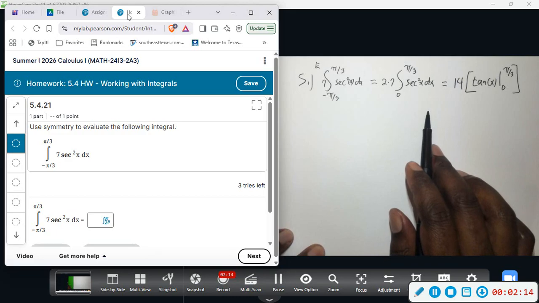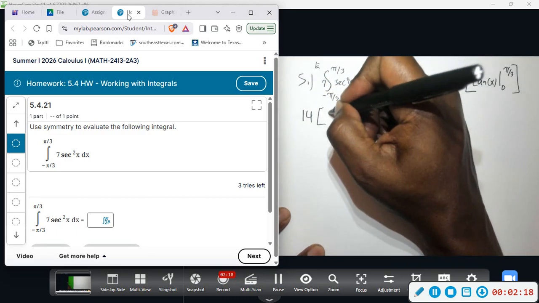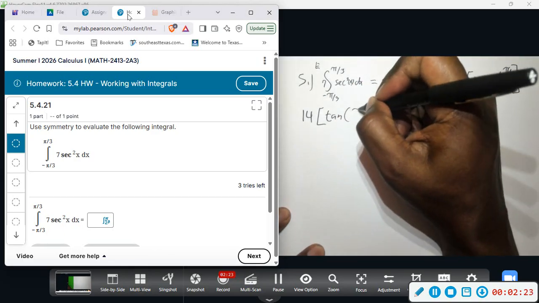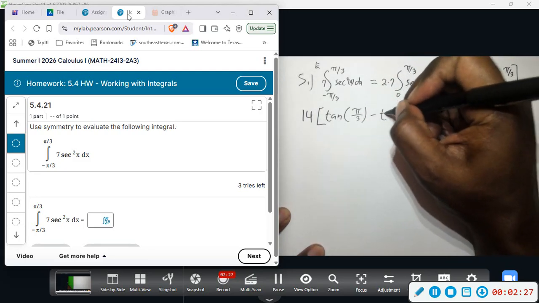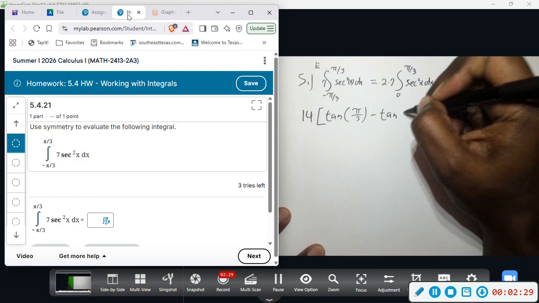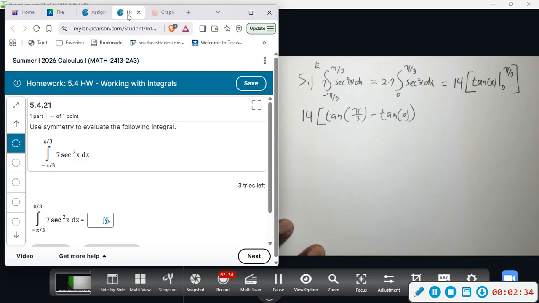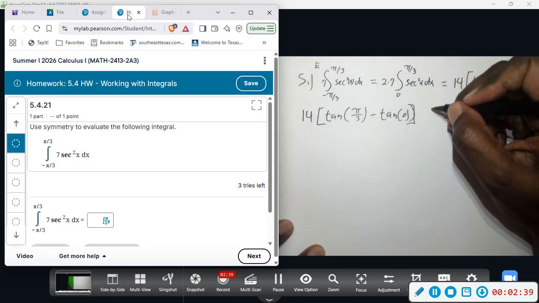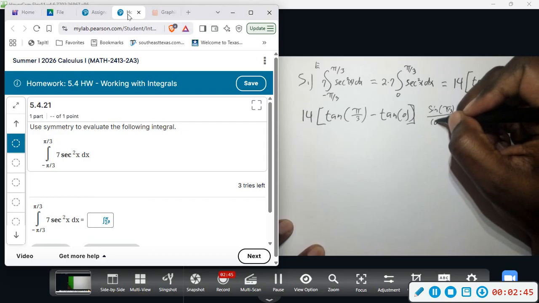And then 14 tan of my upper limit, pi over 3, minus tangent of 0. Now, using our unit circle, tangent is sine over cosine, so I'm going to write that as sine of pi over 3 and cosine of pi over 3.